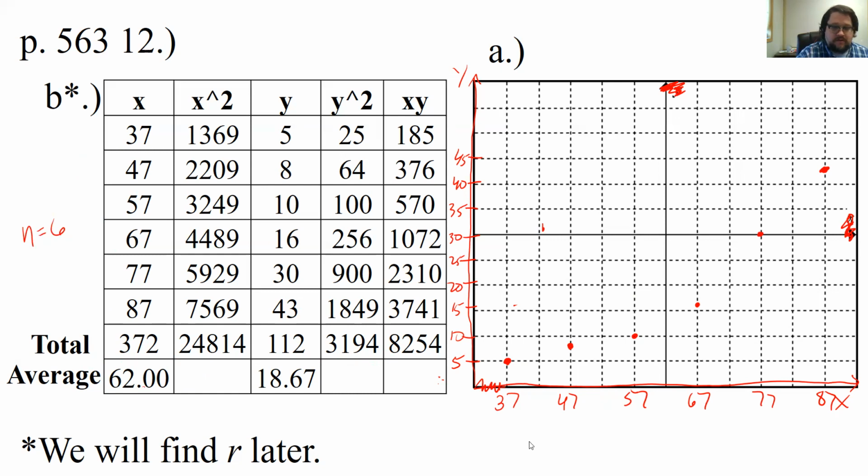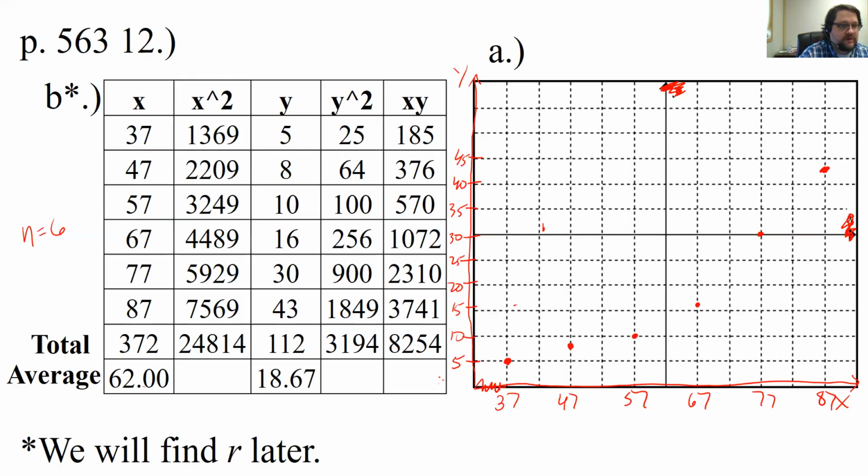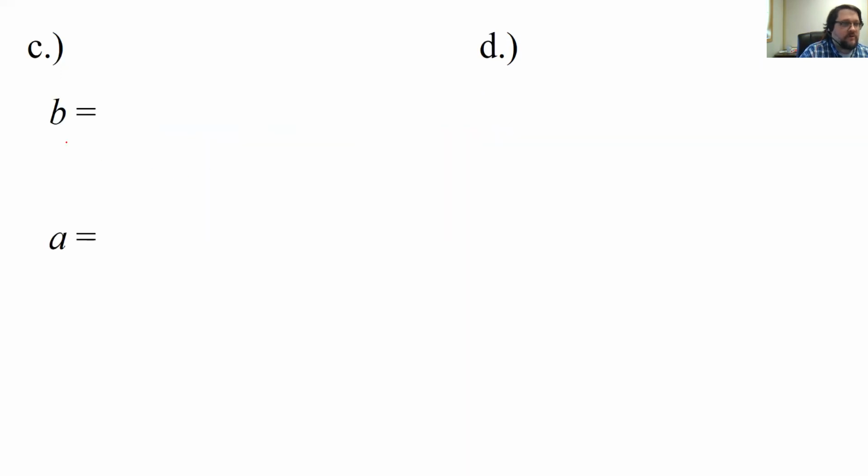And we're going to go ahead and look at part C. So part C says find the average X, average Y. I had those on the previous page, 62 and about 18.67. So average X, 62, average Y, 18.67. I think it's 18 and 2/3, but 0.67, close enough.